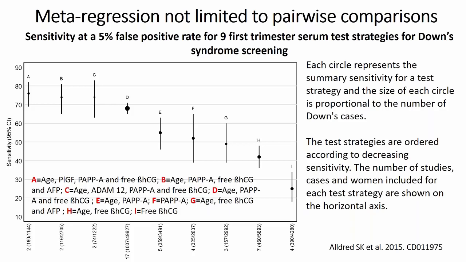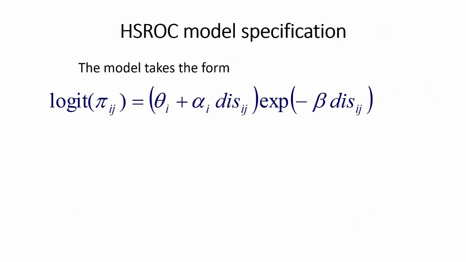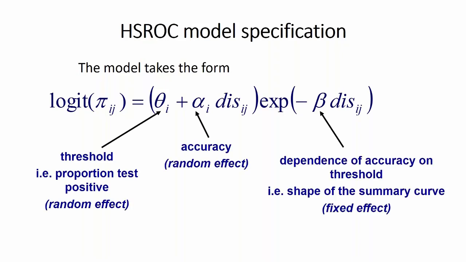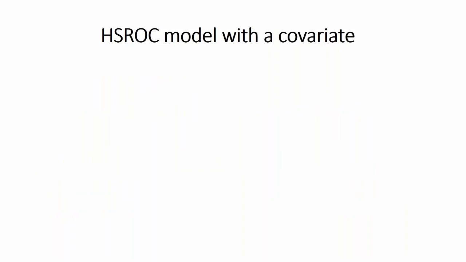So that's what we did here. We didn't do a network meta-analysis. I'm going to skip the HSROC model specification, again just included here for completeness. Here again we've got several parameters. The HSROC model without the covariate in it has got 5 parameters: the threshold, accuracy and shape parameter, and also we've got variance parameters for threshold and accuracy.